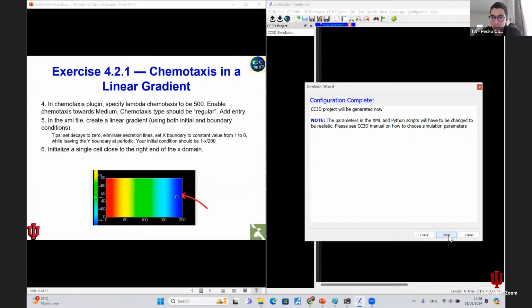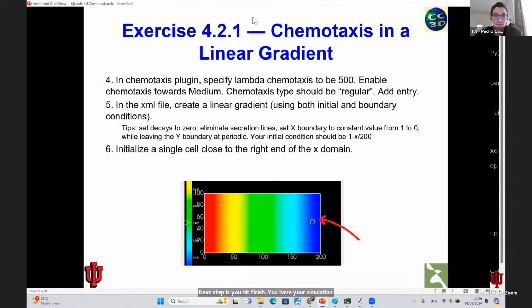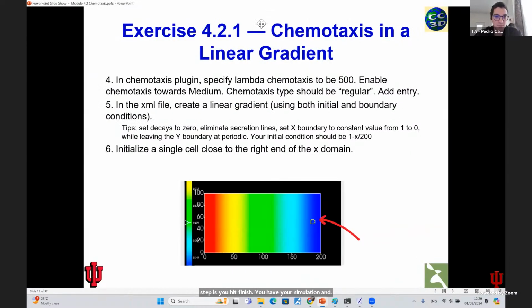Next step is you hit finish, you have your simulation, and you guys are tired of going through steps, so you'll do this exercise alone. In this exercise, you have to create a linear gradient and initialize a single cell in the right-hand side of the X domain. There are tips about how to create a linear gradient from your XML, and how to make it linear from the beginning of the simulation too. So I will give you guys 5 minutes to follow these steps.